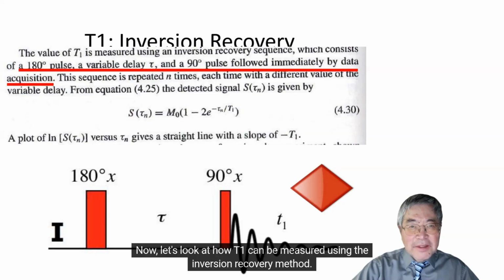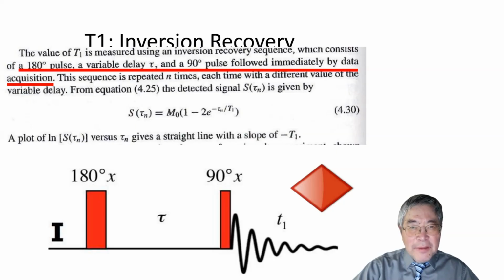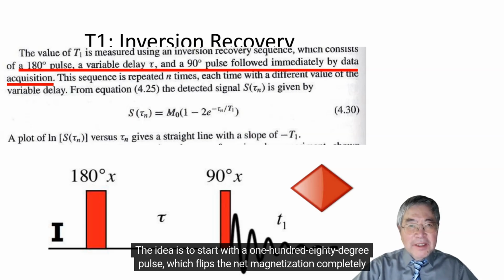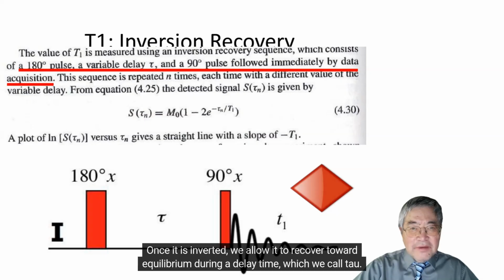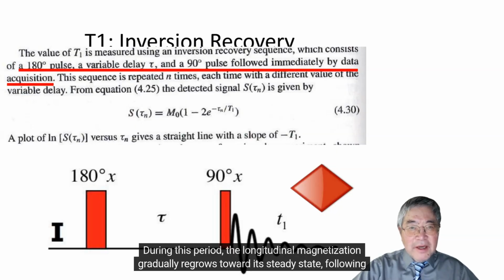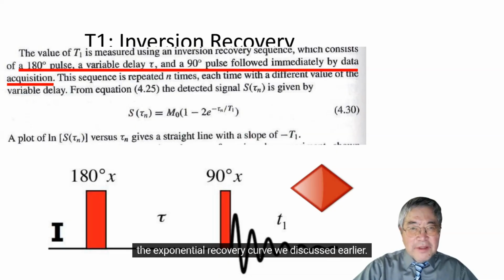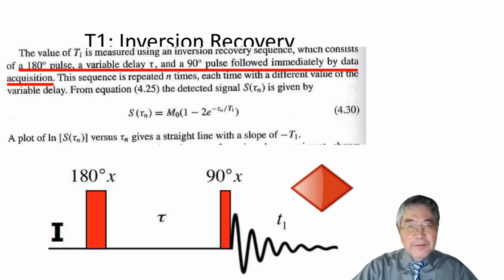Now let's look at how T1 can be measured using the inversion recovery method. The idea is to start with a 180-degree pulse, which flips the net magnetization completely upside down along the negative z-axis. Once it is inverted, we allow it to recover toward equilibrium during a delay time, which we call tau. During this period, the longitudinal magnetization gradually regrows toward its steady state, following the exponential recovery curve we discussed earlier.